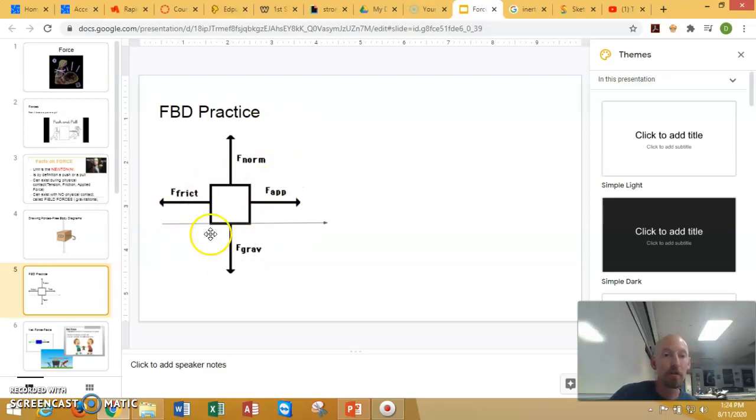And so a free body diagram looks something like this. It's usually very simple, and you usually just draw little arrows, and then you have to put some type of label on them to say what they are, and we will practice this. Anyway, this is what an FBD looks like. It looks something like this.